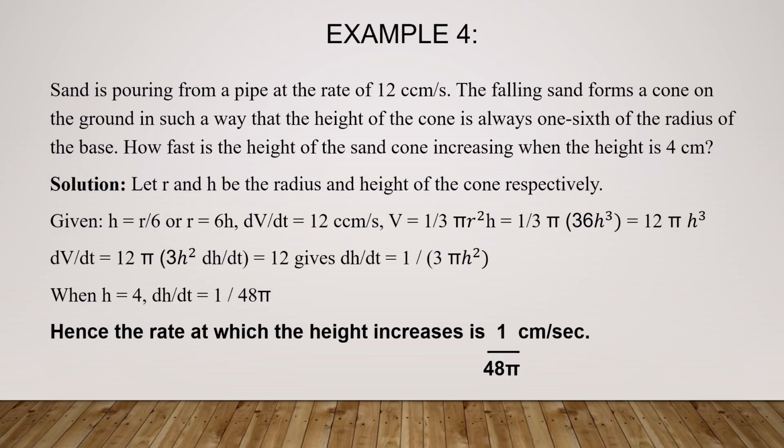So putting the values, when h is equal to 4, dh by dt is equal to 1 upon 48 pi. Correct? dh by dt is 1 upon 3 pi h square, but when you put h as 4, in this case dh by dt is 1 upon 48 pi. So the rate at which the height increases is 1 upon 48 pi centimeter per second.